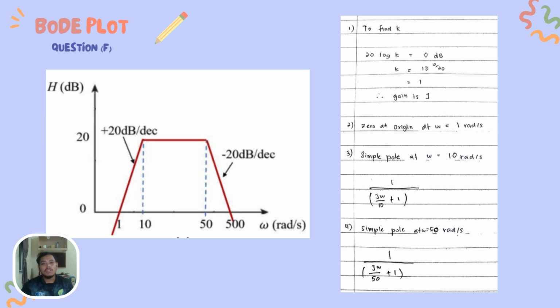Next, based on the graph, this upward graph starts at 1 radian per second, which is a zero at origin. So the value of the zero at origin is 1 radian per second. After that, between 10 radian per second and 50 radian per second is a constant line. And next, downwards to negative 20 dB is a simple pole. The first simple pole is 1 over j omega over 10 plus 1. And the second is 1 over j omega over 50 plus 1.